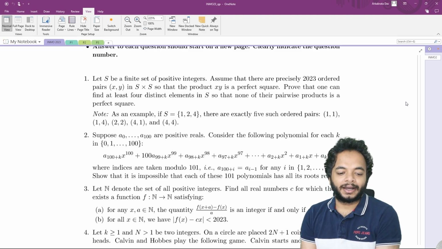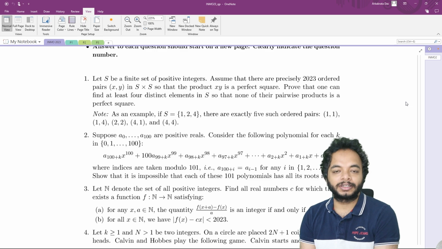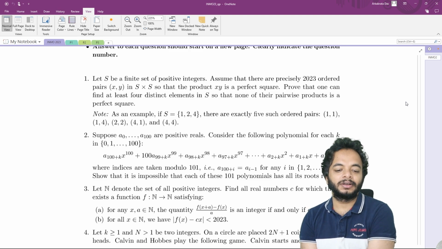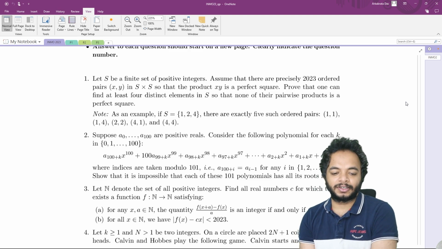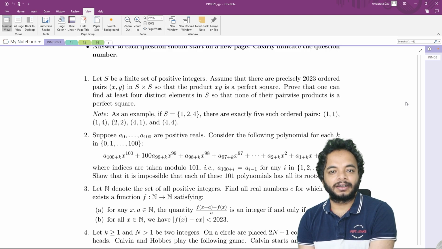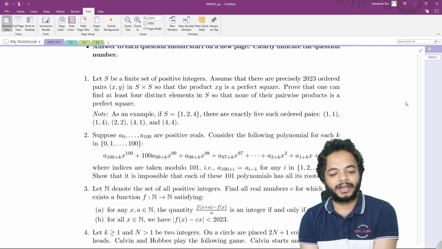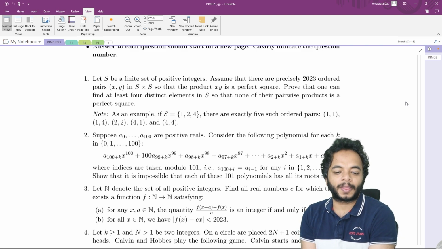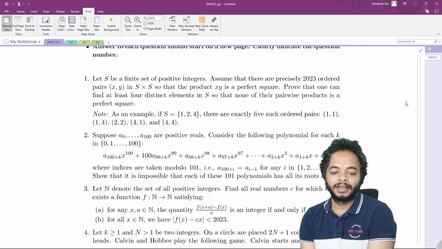An example has also been given, showing what they mean by S cross S, and what they mean by xy being a perfect square. S is given to be the set 1 to 4. As usual, when each element is multiplied with itself, it forms a square, and if two squares are multiplied, it forms a square. Sometimes two non perfect squares, like 2 cross 2, also multiply to give a square. But now the question is how we get at least 4 elements whose pairwise products won't be perfect squares.